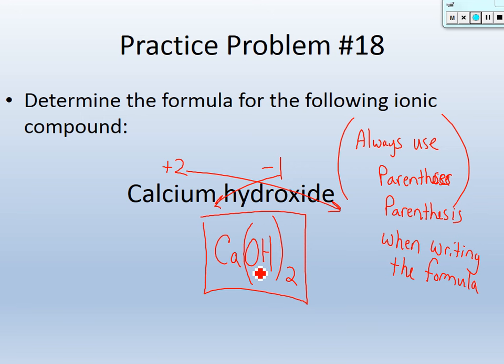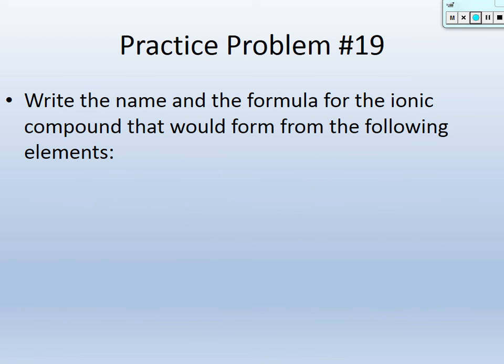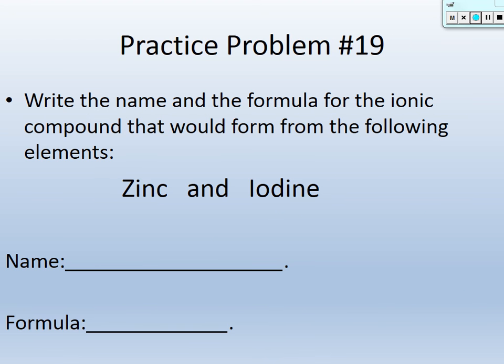All right. Okay, I've got a couple more practice problems and then we'll be done with this video. Practice problem number 19. It says, write the name and the formula for the ionic compound that would form from the following elements. So if we had zinc and we had iodine, and we combine them, what would the name be and the formula? Okay, so take a second and see if you guys can get that.